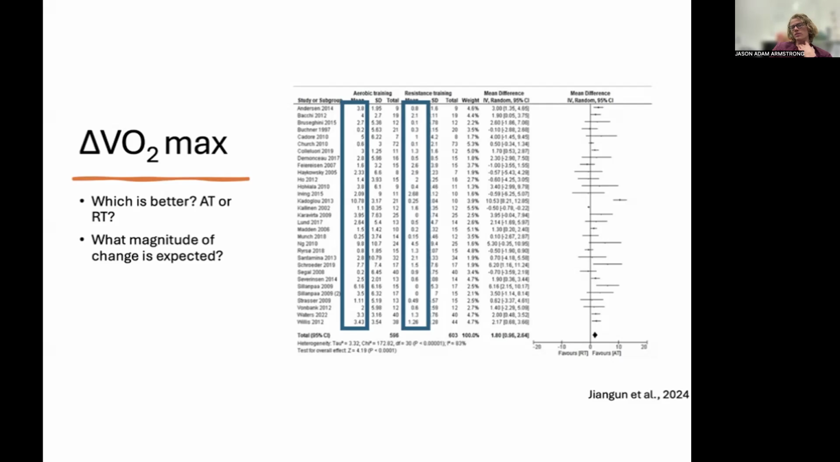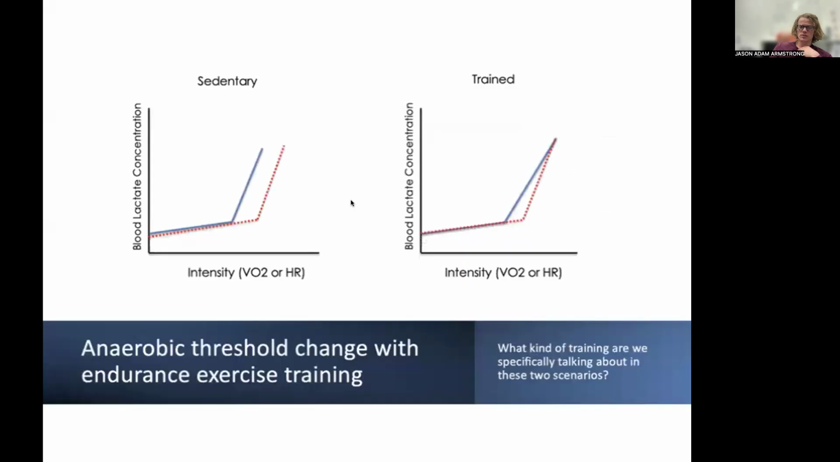If I'm doing some type of resistance training that I think might improve VO2 max, right, it gets my breathing rate up, I would say a reasonable expectation might be something closer to 1 ml per kg per minute, which is less than a 1 MET change in capacity. So, just thinking about giving people realistic expectations.